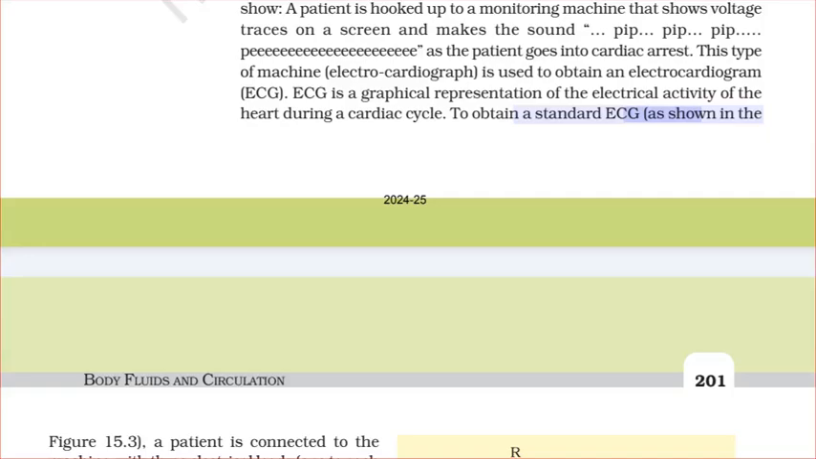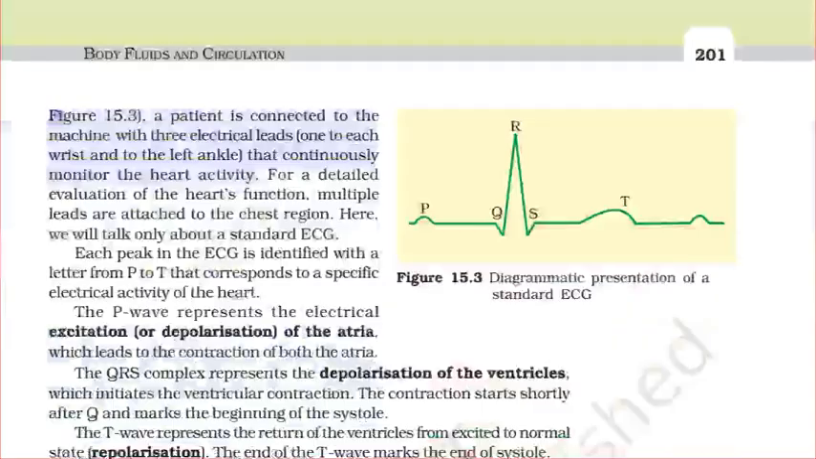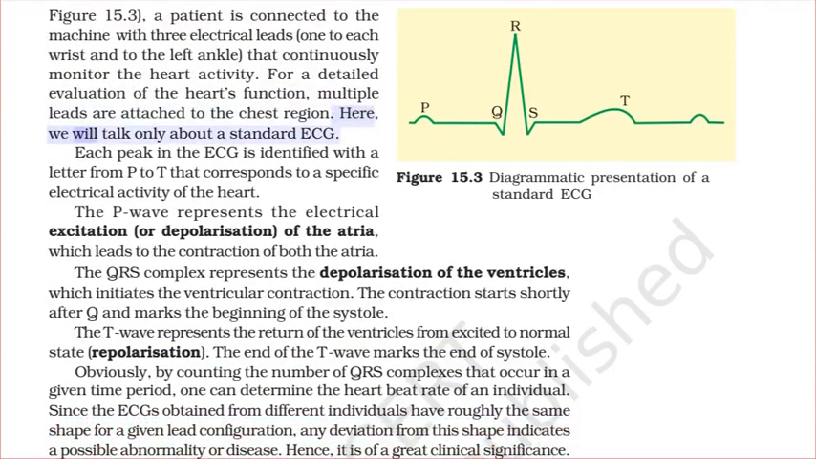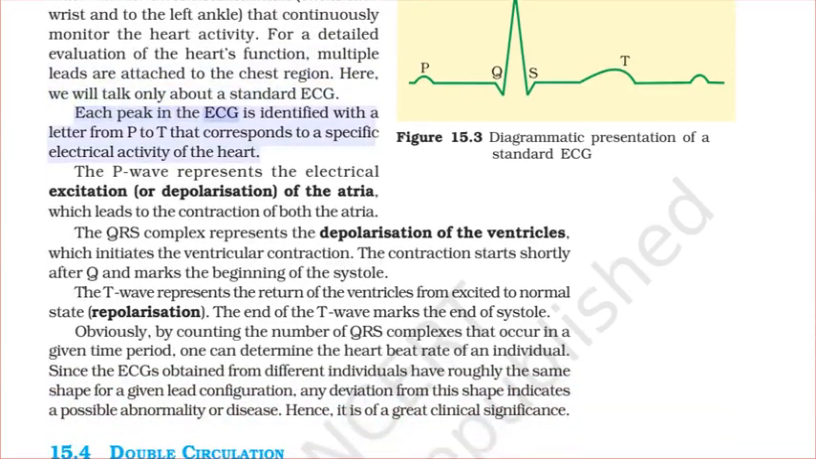To obtain a standard ECG, a patient is connected to the machine with 3 electrical leads, one to each wrist and to the left ankle, that continuously monitor the heart activity. For a detailed evaluation of the heart's function, multiple leads are attached to the chest region. Here, we will talk only about a standard ECG. Each peak in the ECG is identified with a letter from P to T that corresponds to a specific electrical activity of the heart.